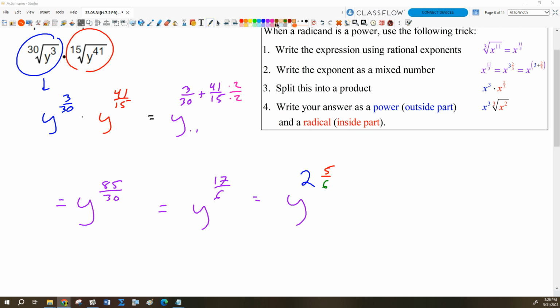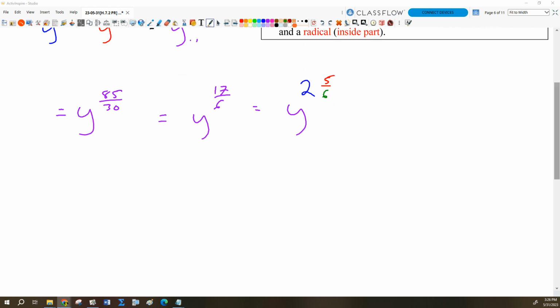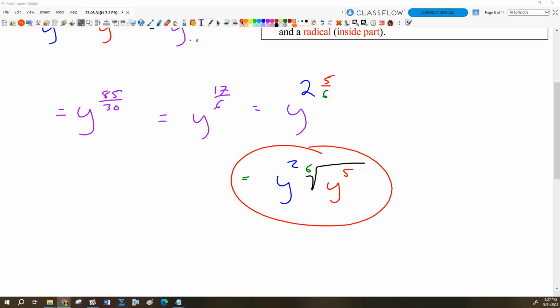Okay, so now what does that mean then? If we want to convert that into a radical, the 2 part tells me that the power of the base outside of the radical is 2. So what goes outside? Y squared. What does the 5/6 tell us? 6th root of y to the 5th. Okay? 1 to 5, how are we doing?